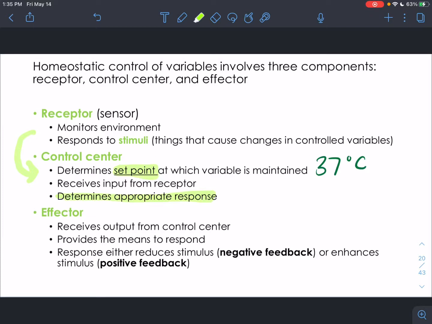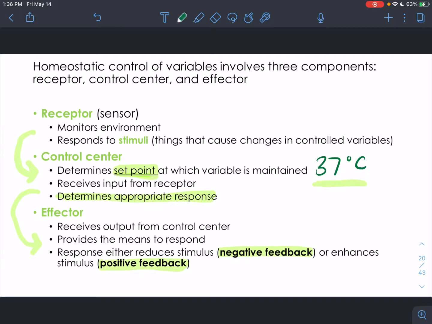Okay? So your control center is going to determine a response and send that information to what we call an effector. The effector receives the information from the control center, and it is what's going to actually respond. So it's going to be what's responsible for, in this case, getting the body temperature back up to its appropriate set point. The response of the effector can be two different categories. You can have negative feedback or a positive feedback mechanism. I'll talk about those a little bit more in a second. So that's the basic layout.